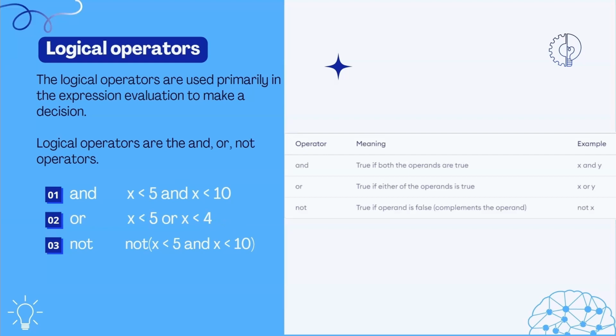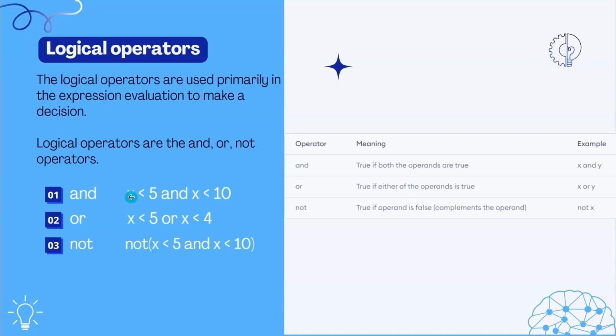Now coming to the NOT operator. The NOT operator simply reverses the result which comes from the expression. Like if the result comes with this x is smaller than 5 and x is smaller than 10, let's suppose x is 2, then the result is true. But if we use the NOT operator, it returns false.